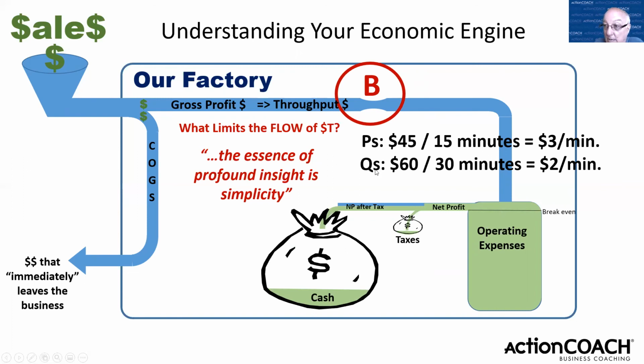Q's, on the other hand, while they have a higher throughput dollars of $60 per piece, take 30 minutes at B. And so they're only generating throughput dollars at a rate of $2 per minute, right? And so there is the big difference. We alluded to this in the quoting vlog 1 or 2 ago, that this is the way in the quoting process to figure out which products, how much you need to make per product. And that always is determined by your constraint in the plant.